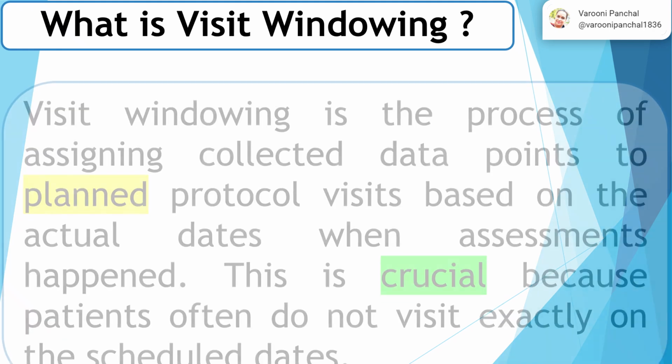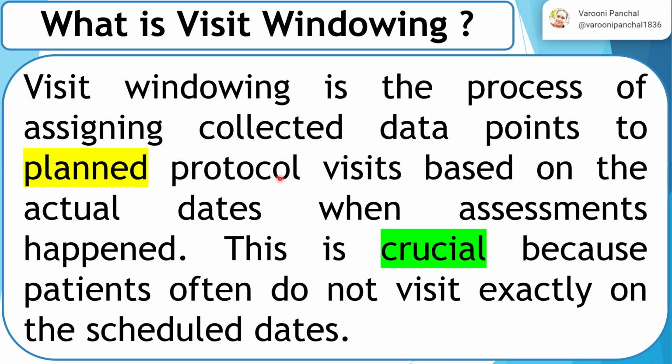Now, what is visit windowing? Visit windowing is a process of assigning collected data points to planned protocol visits based on the actual dates when assessments happened. This is crucial because patients often do not visit exactly on the scheduled dates. Now, say for example, I have a protocol. In that protocol, whatever assessments need to be done for that specific therapeutic area and disease, those visits will be planned, right? They are scheduled.